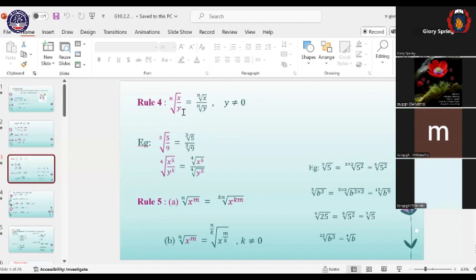The nth root of x by y equals the nth root of x by the nth root of y. Now, how? The nth root of x by y equals the nth root of x by the nth root of y.